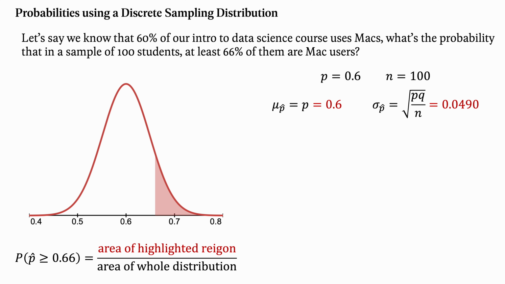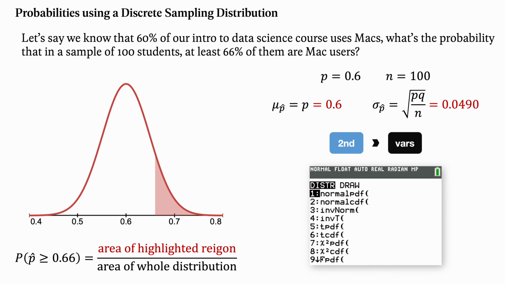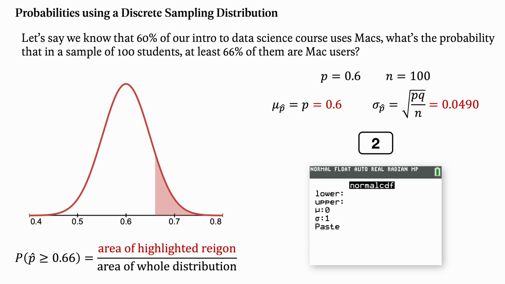I'm going to walk through how to do this using a TI-84, although there are many ways to do this, including using integrals if you have no friends. Start by clicking second, then vars to pull up the menu of distributions. Press 2 to pull up the screen for doing a normal cumulative density function. Next, we need to insert the values that are relevant to our scenario.